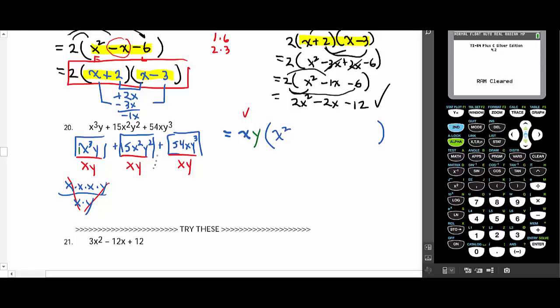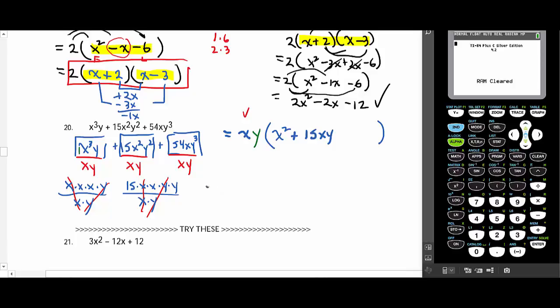Okay, the next one we have 15, x squared is x times x, y to the second's y times y. What cancels? One of the x's, one of the y's. What are you left with? 15xy. So that's going to be plus 15xy. If you do it that way, it's kind of hard to go wrong. Okay, but your goal is to do it in your head.